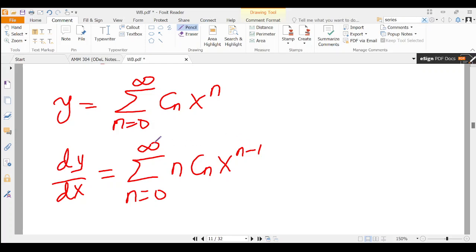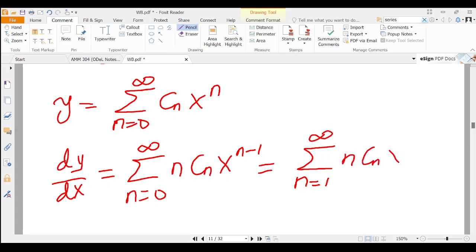Now, looking at this function here, if we consider the case n is equal to 0, then when you substitute n is 0 here, everything becomes 0. So the first term in this expansion will be 0. So I'm going to leave out that term, the 0 term, and consider now the summation from the point where the non-zero terms begin, from n is 1. So we have n cn x raised to power n minus 1.